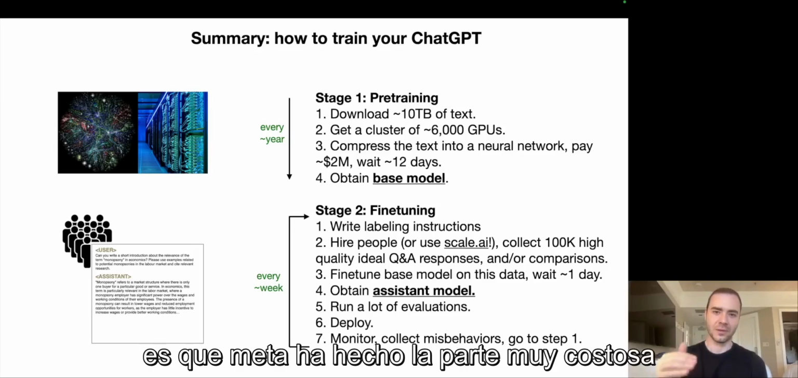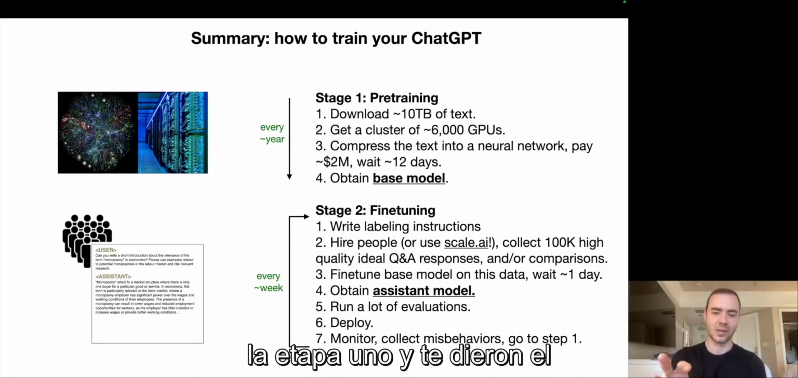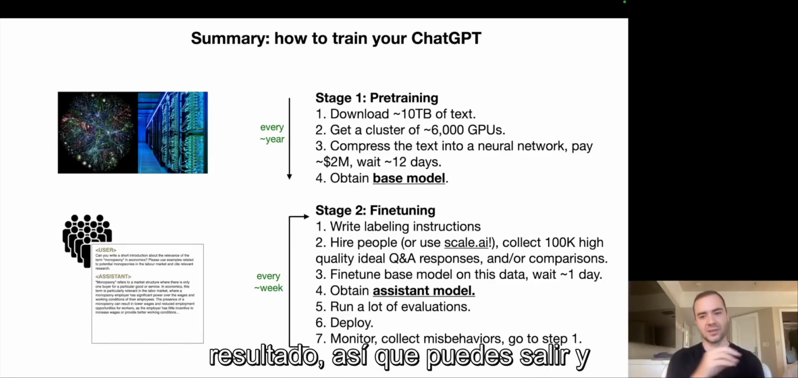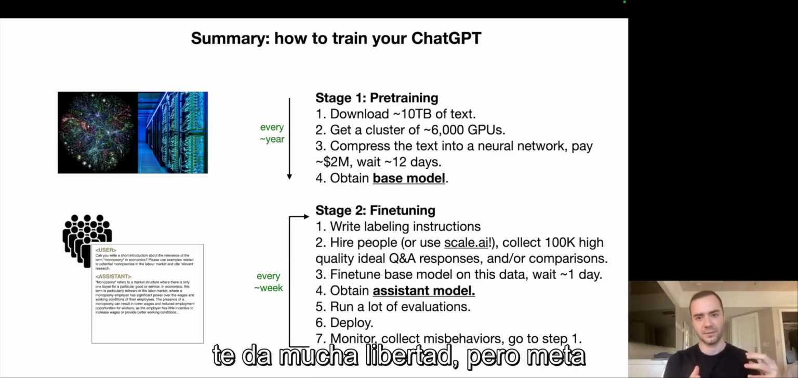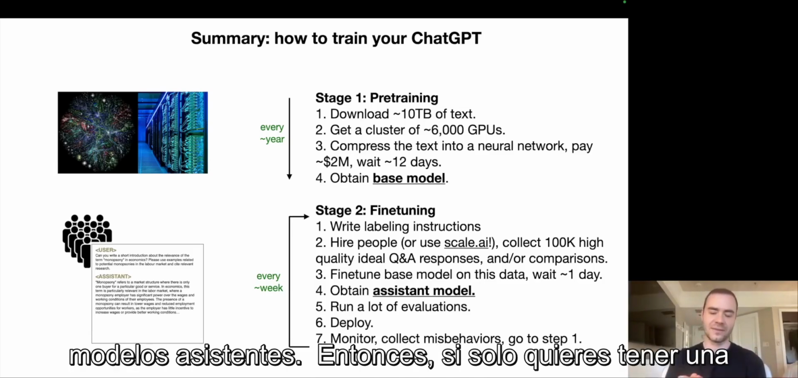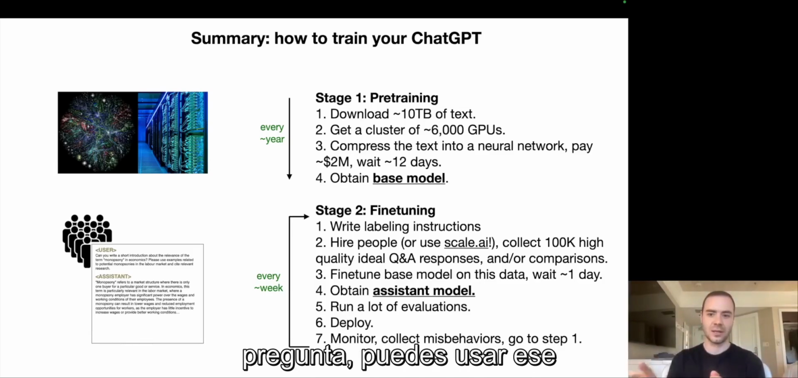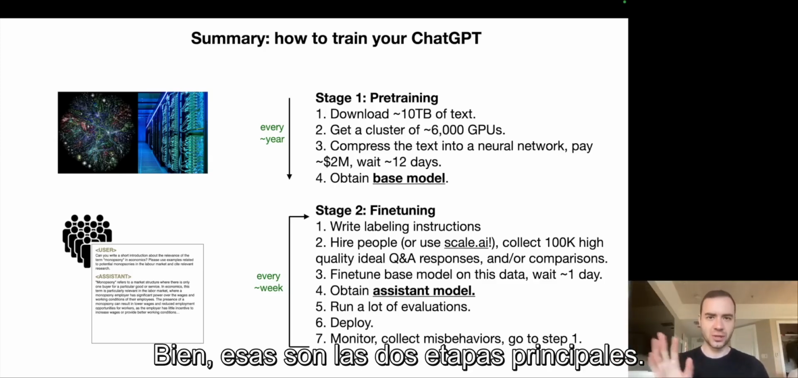Where they are helpful is that Meta has done the very expensive part of these two stages. They've done stage one and they've given you the result. And so you can go off and do your own fine-tuning, and that gives you a ton of freedom. But Meta, in addition, has also released assistant models. So if you just like to have a question answer, you can use that assistant model and talk to it. Okay, so those are the two major stages.